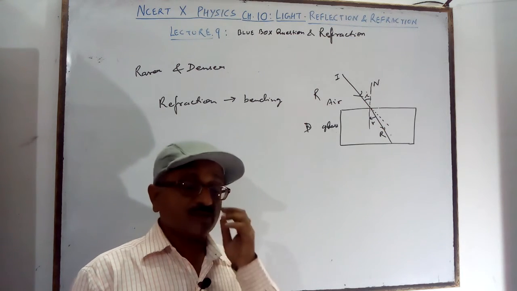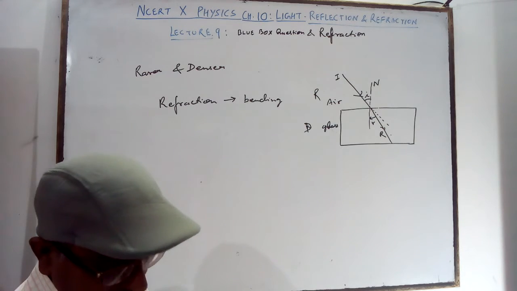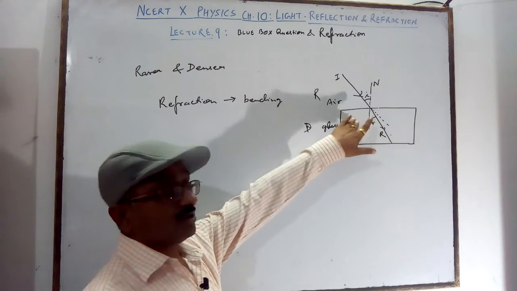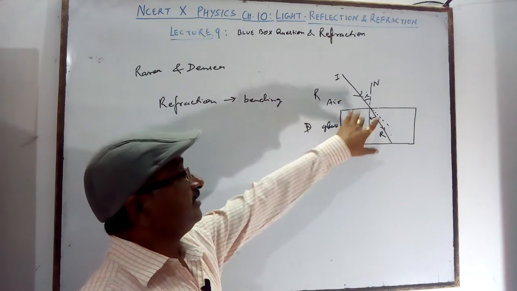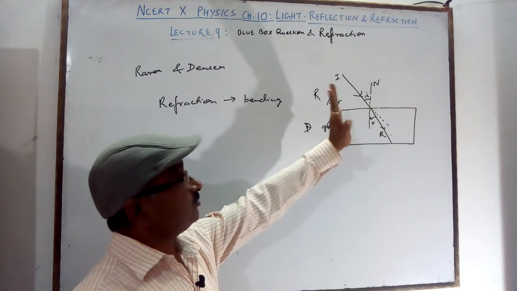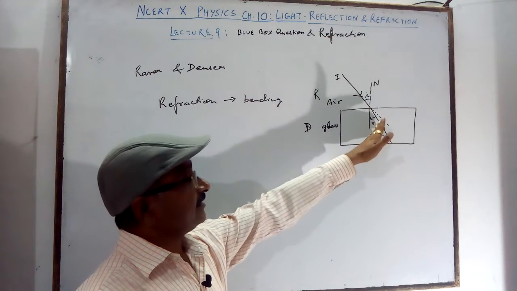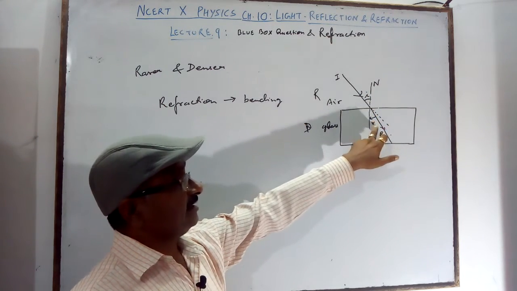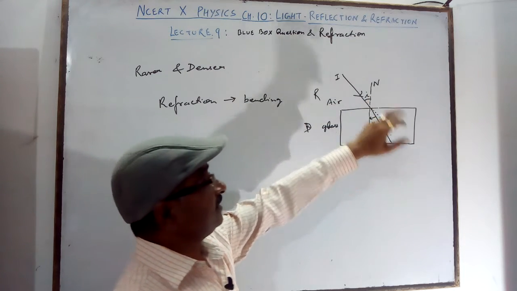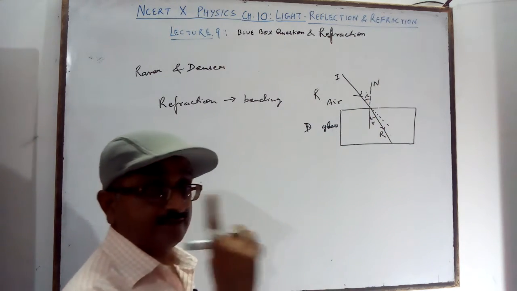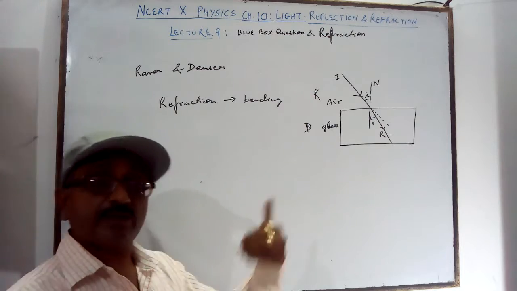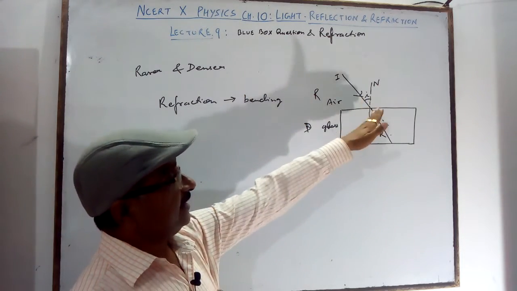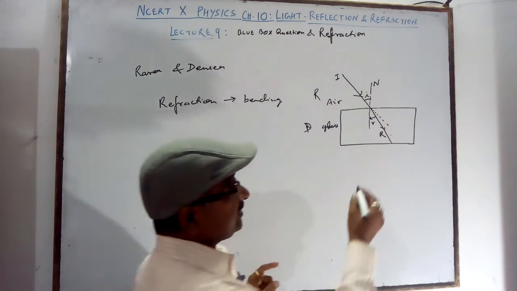When light enters from one medium into another medium, it bends towards the normal. This bending of light is called the refraction of light. Here also you get the incident ray, refracted ray, angle of incidence, and angle of refraction. Reflection means bouncing back. Refraction means the light enters and bends toward the normal or away from the normal.